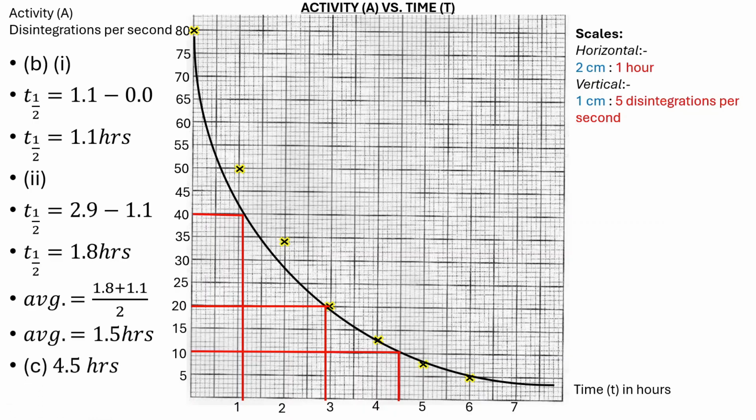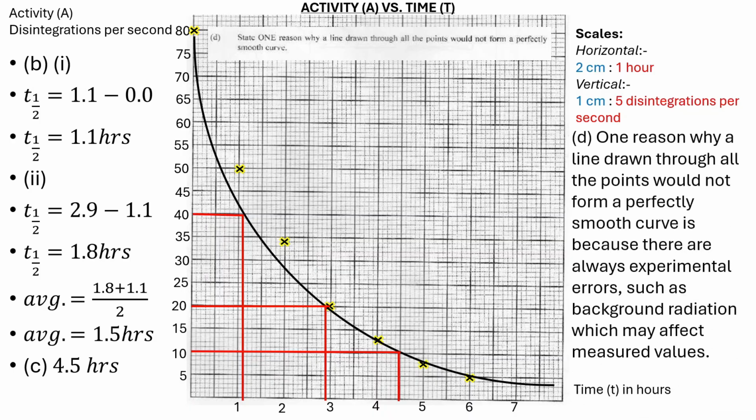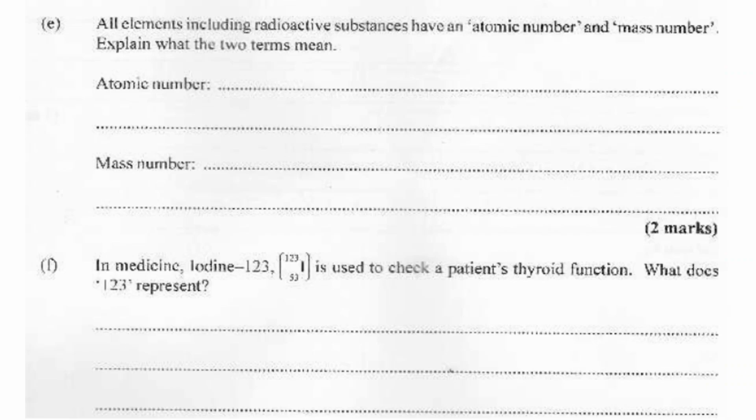Part D of this question says, state one reason why a line drawn through all the points would not form a perfectly smooth curve. So one reason is because there are always experimental errors, in this case, such as background radiation, which may affect measured values.